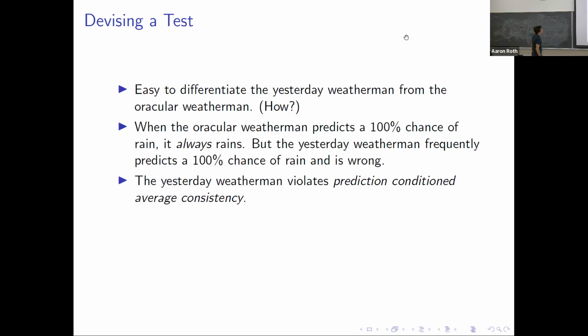And so, trying to turn this into a concrete test: the test the yesterday weatherman was designed to pass was just checking whether his predictions were unbiased on average. The test that actually catches him out checks whether he is unbiased, not just on average over everything, but conditional on the value of his prediction. It checks that he's unbiased conditional on the fact that he predicted a 100% chance of rain, and conditional on the fact that he predicted a 0% chance of rain.